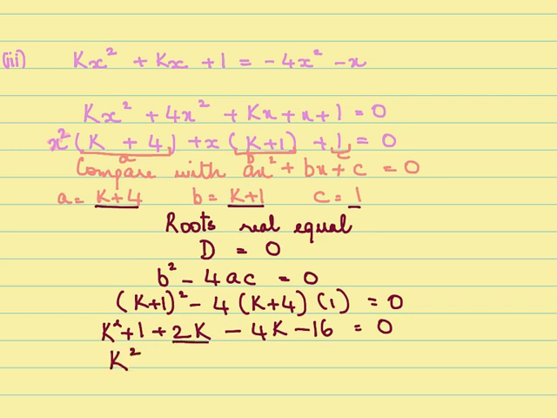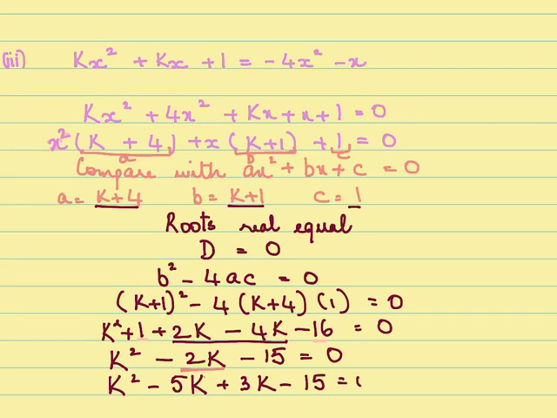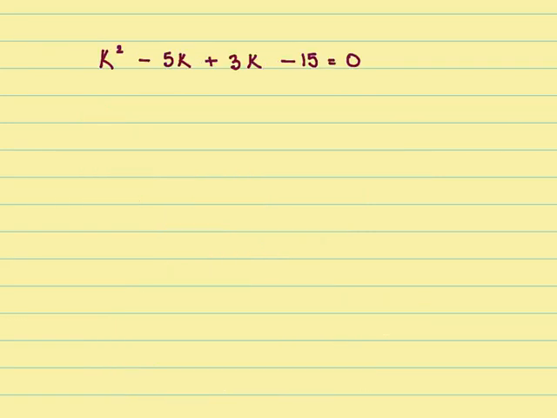So this is k squared. These two terms I need to add up, which I get minus 2k, and now I have to put 1 and minus 16 together, and that would give me minus 15. I do the middle term split. I need to split minus 2k, and I split minus 2k into minus 5k plus 3k, so I get k squared minus 5k plus 3k minus 15 equals 0.